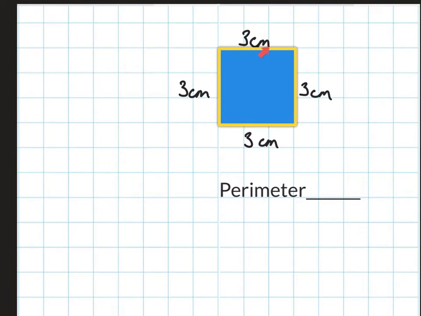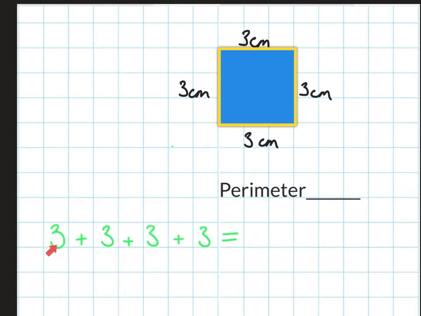For this square, I have made the outside, the edge, the border, yellow so that you can clearly see the perimeter. Now each side of the square is 3 centimeters.